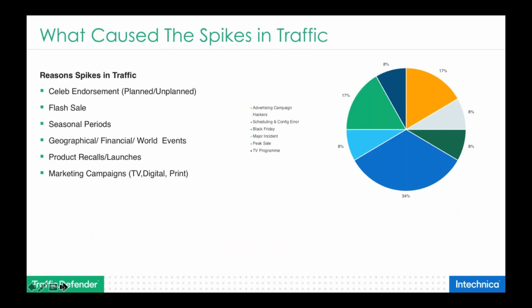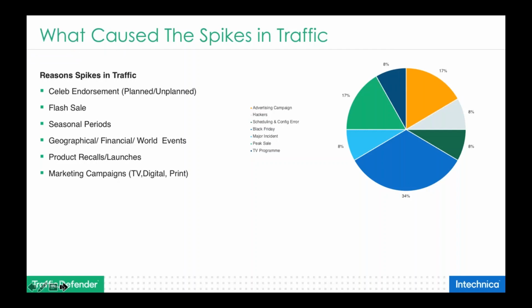Reasons for these outages as we saw them: TV programs, peak sale events, major incidents, things like Black Friday. Some things that people maybe don't think about. It could just be the general rise in traffic year on year for businesses on legacy platforms. It could be celeb endorsements, planned or unplanned. It could be flash sales. It could be seasonal periods. This sounds very retail, but we see seasonal periods affect other businesses, such as people processing tax returns, exam boards, universities, colleges.